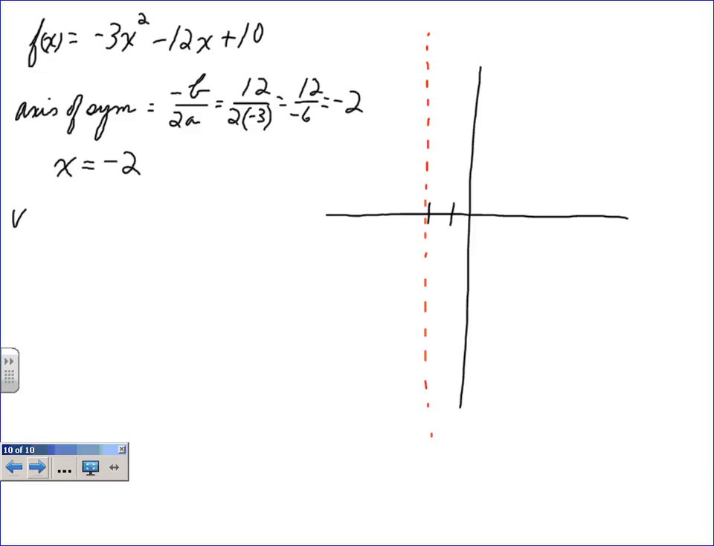And how do I find the vertex? The x value is negative 2. Well, now what we need to do is find the y value. So negative 3, I'm going to put in the negative 2 for x, minus 12 times negative 2 plus 10.